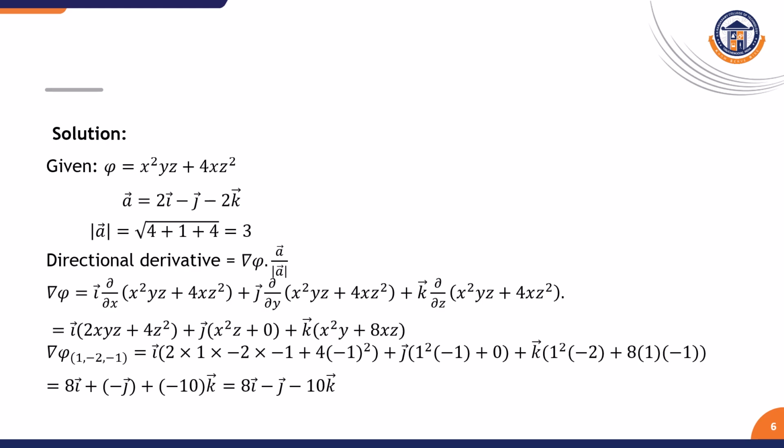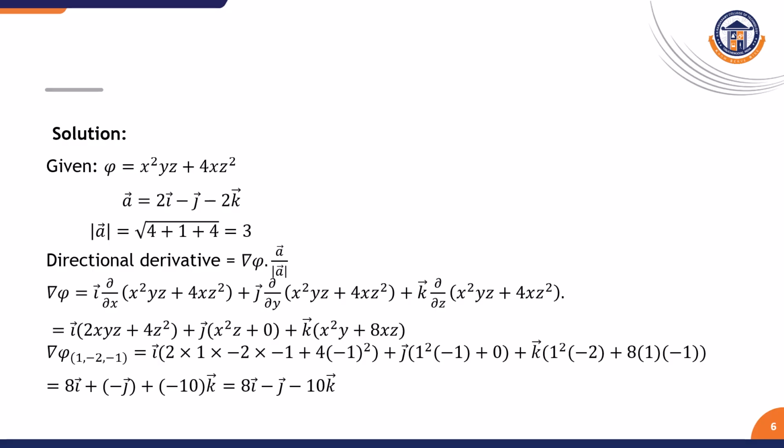Next we are going to find modulus a vector. It means root of 2 square, which is 4, plus minus 1 square, which is 1, and the coefficient of k is minus 2, so minus 2 whole square is plus 4. In this way we find modulus a vector. The answer is 3. So what is the directional derivative formula? Del phi dot a vector by modulus a vector.